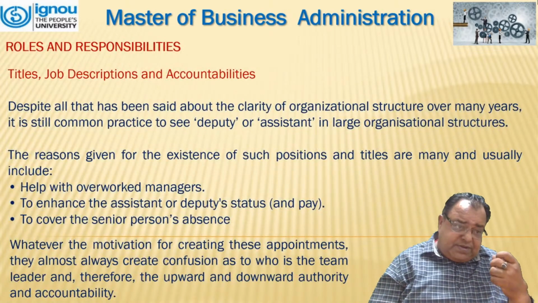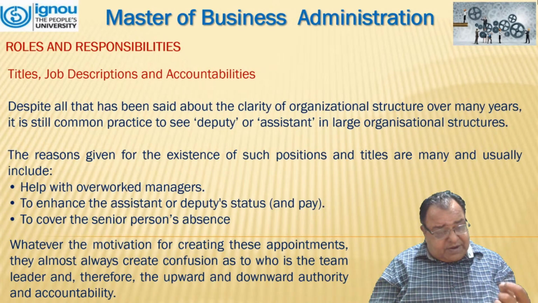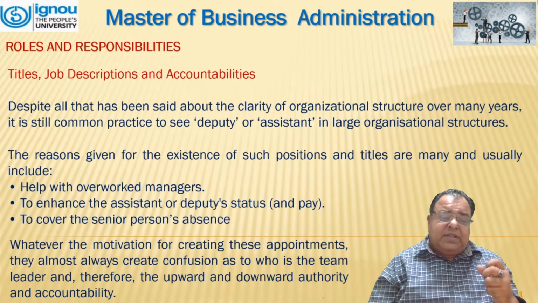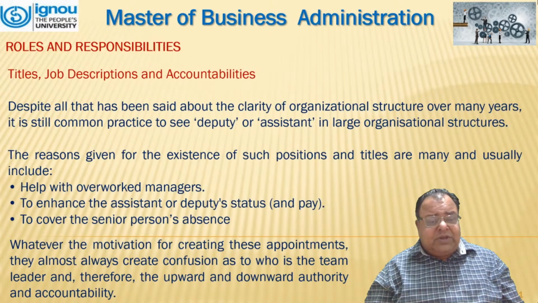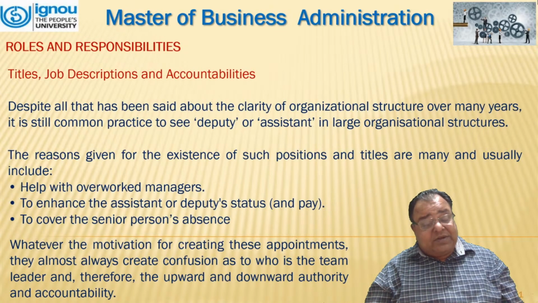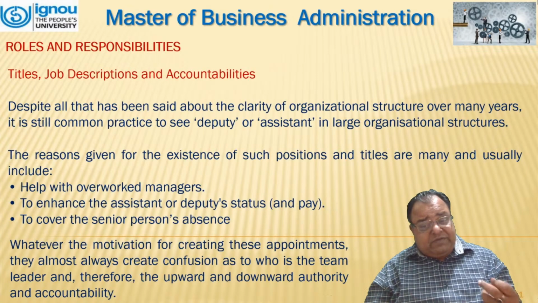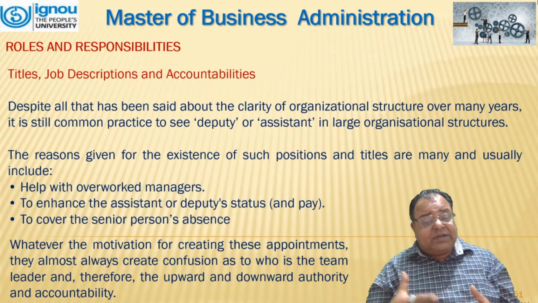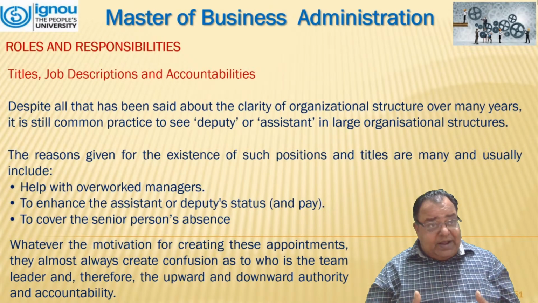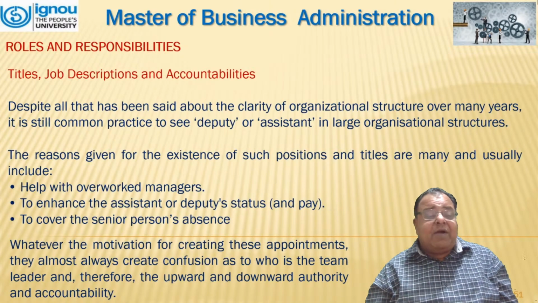What are the roles and responsibilities? Titles, job descriptions, and accountabilities. Despite all that has been said about the clarity of organization structure, over many years, it is still common practice to see deputy or assistant positions in large organization structures. The reasons given for the existence of such positions and titles are many and usually include helping the overworked managers, enhancing the assistant's or deputy's status and pay, and covering the senior person's absence. Whatever the motivation for creating these appointments, they almost always create confusion as to who is the team leader and therefore upward and downward authority and accountability.